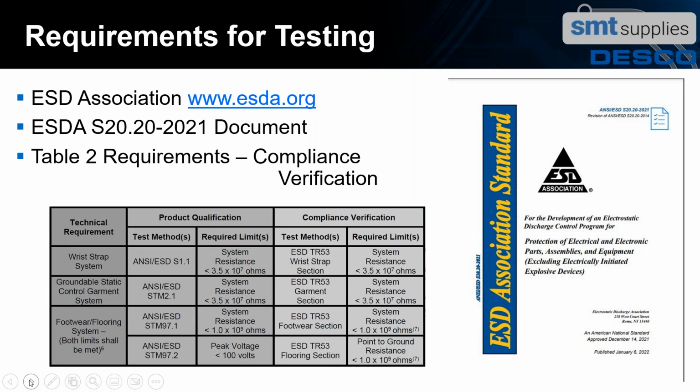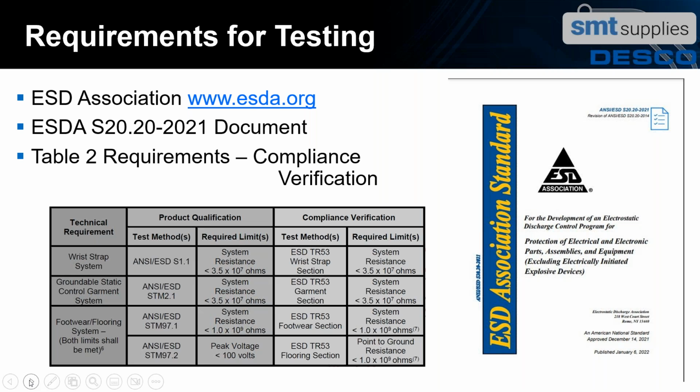So the requirements for testing. Many of you, if not all of you, are familiar with the tables in S20.20. We've been talking a lot also about product qualification versus compliance. Once you've qualified a product for use and put that into use in your EPA, now you're following the columns or guidelines for compliance verification. For a wrist strap, groundable static control garment, footwear flooring system, these are all ways that we ground the human body, and you can see the required limits on the right.